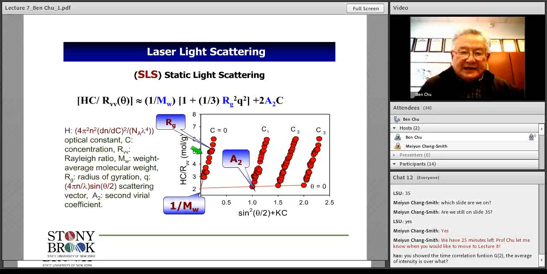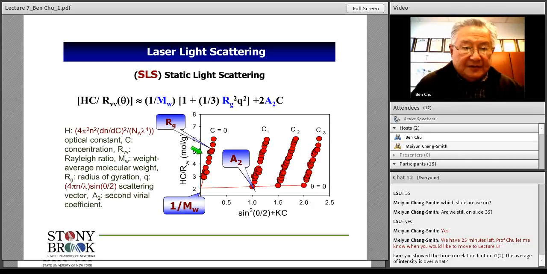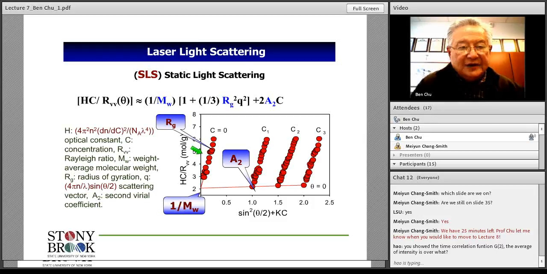So in light scattering, first you get static light scattering. Remember what we have roughly indicated but not really derived too much of it. The combination of all of this is, suppose you're looking at the Rayleigh ratios of the VV component, vertically polarized light, vertically scattered light, and H is the optical constant as indicated before.